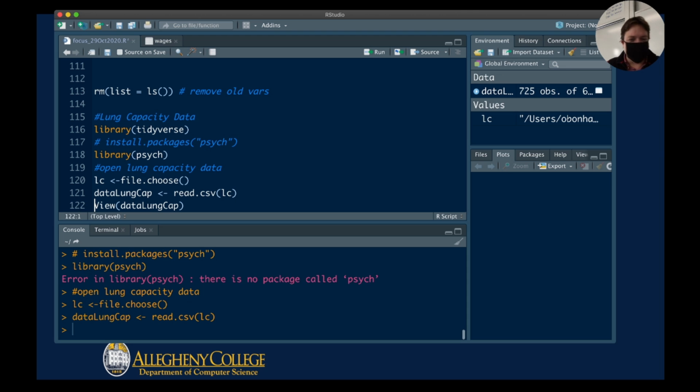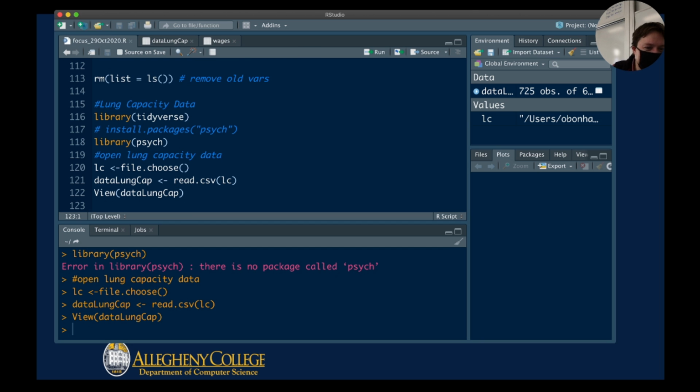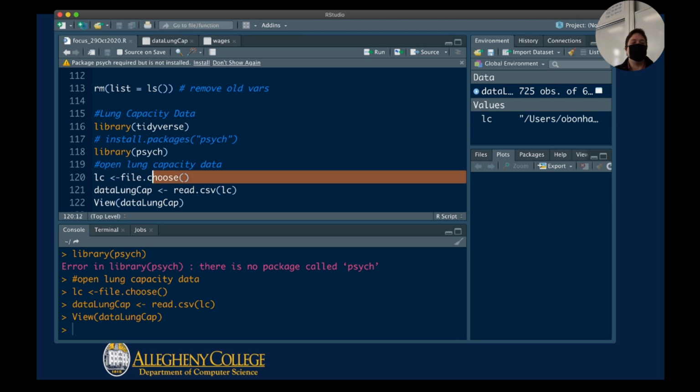One thing I will say, by the way, is that when you're writing code that reads in, when you're creating a data set, you'll notice that this data set that I've just created is called data lung cap. I tend to use the word data to suggest that that's my data set. But then I have a couple of words after that that describe what that data set is.